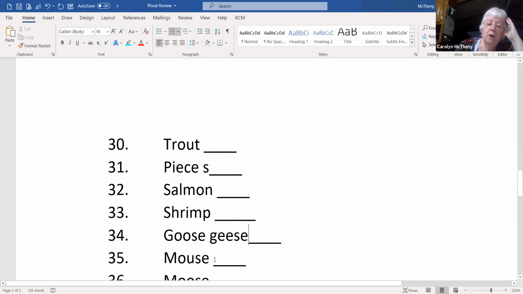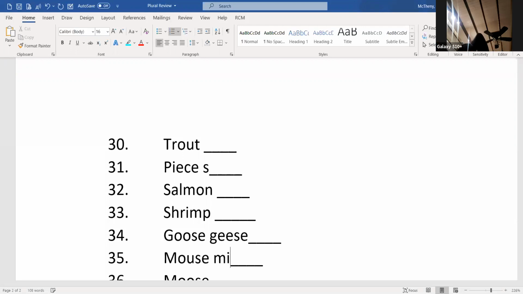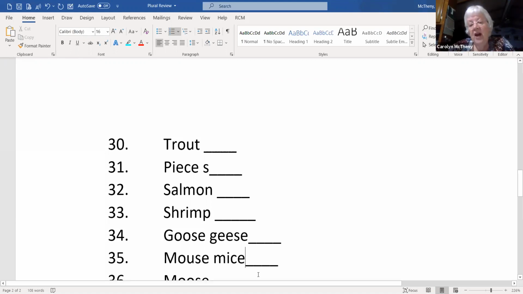This time of year, a mouse will find its way into the house looking for someplace warm. What happens if you get more than one mouse in the house? What is the plural for mouse? Mice. You have mice in your house? Most people in the fall will get mice in their house.